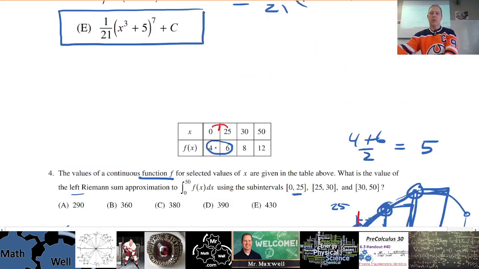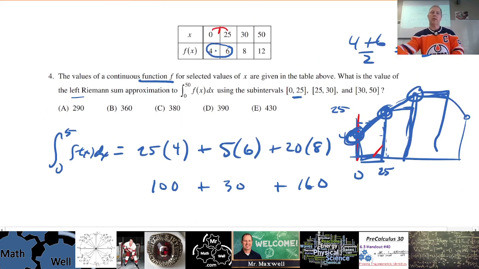Again, I'm just doing these ones real quickly. Number 4, left Riemann sum. The big thing we pulled out of this one was the intervals are stated here, so that's just these intervals that are listed on the graph. And if they don't tell you the intervals, you can assume that these could be intervals if they don't specifically state.